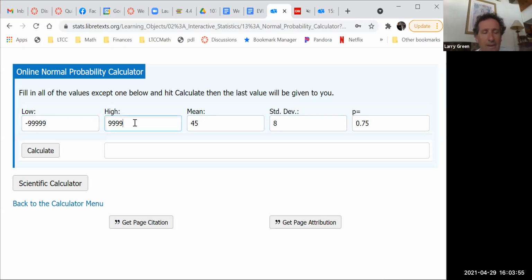And what about the high? Leave it blank. Yep, that one we leave blank because that's the whole point. We want to find that value. And I calculate. And there it is. A little more than 50, 50.3959 is good enough.